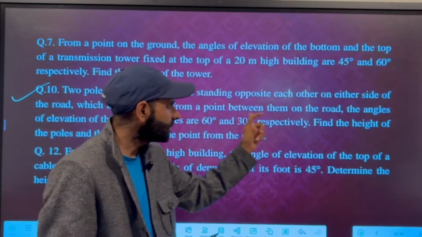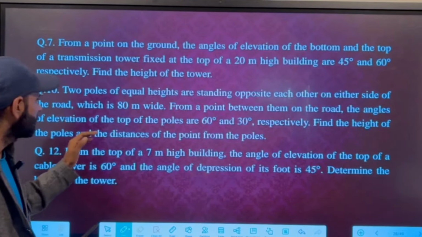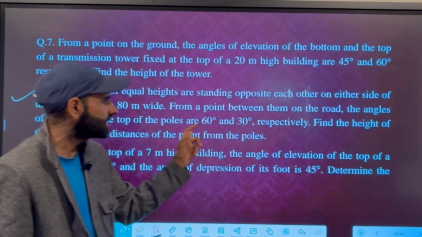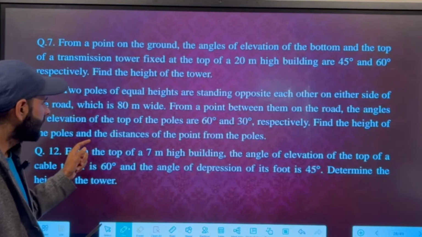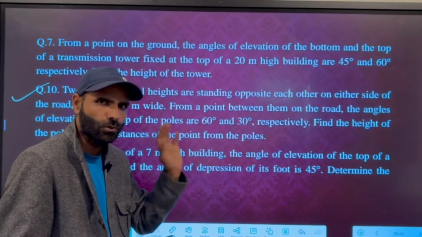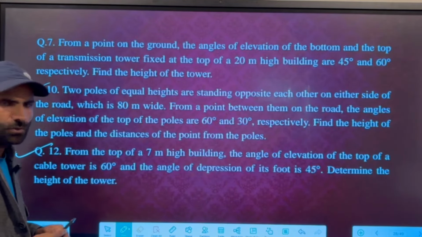From a point between them on the road, the angles of elevation of the top of the poles are 60 degree and 30 degree respectively. Find the height of the pole and the distance of the point from the poles. Question number 12. Very, very important question.